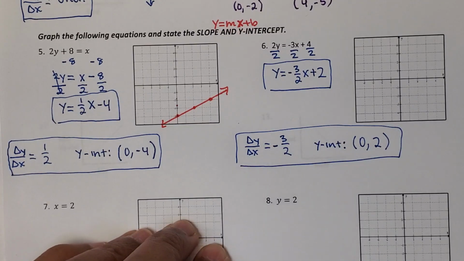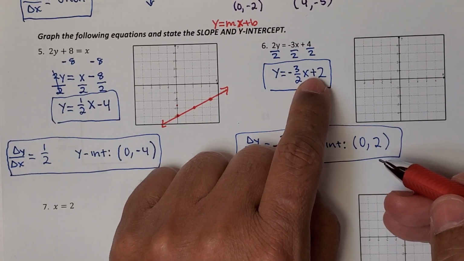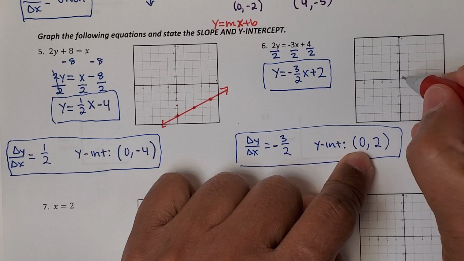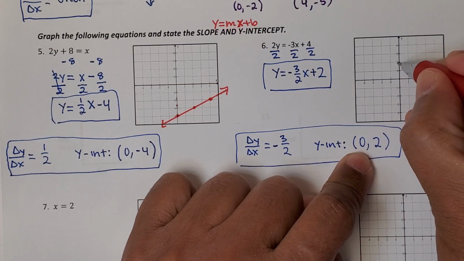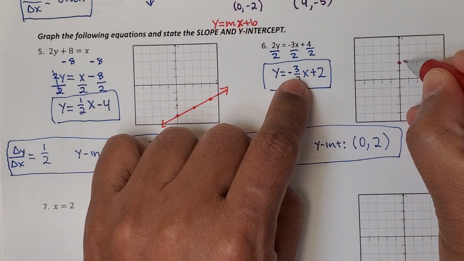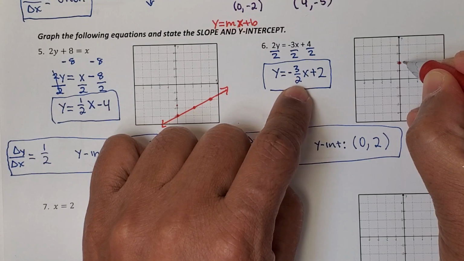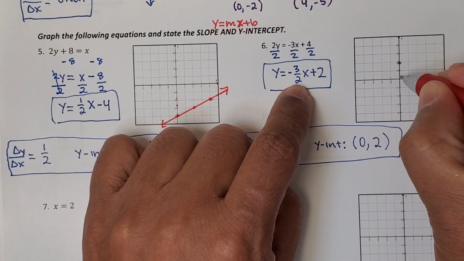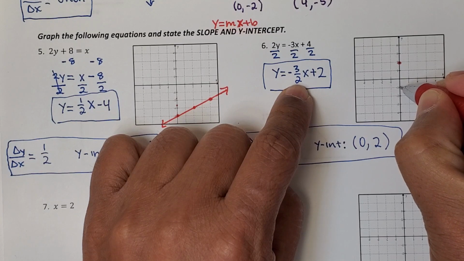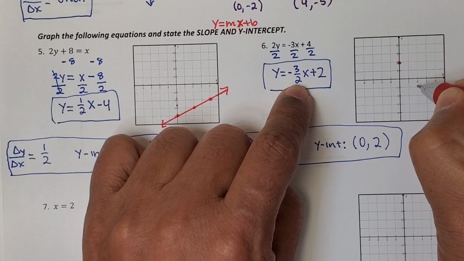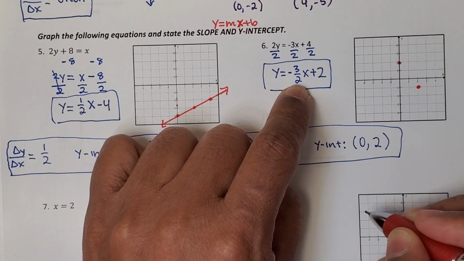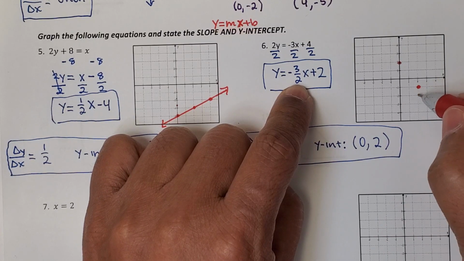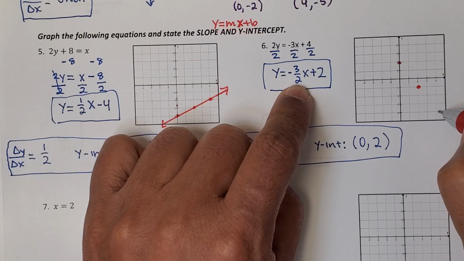Now let's get to the graphing part. So always start with the y-intercept. 0, 2. So this is x is 0, 1, and 2. And then this one has a rise of 3 and a run of 2. So I'm going to go down 1, 2, 3, and over 1, 2. Okay, and there's 1 point, and I'm going to get one more. 1, 2, 3, 1, 2.